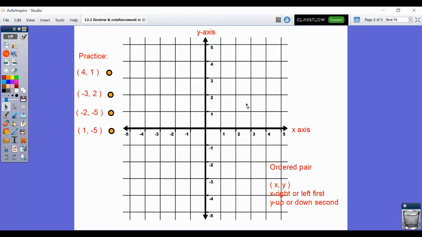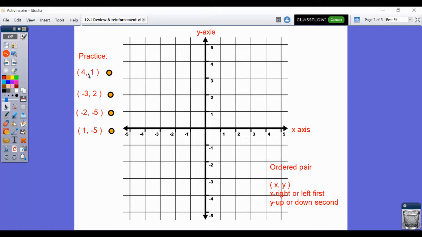We're going to do a little practice, but before we do, let's talk about our ordered pairs. An ordered pair is made up of an x-coordinate and a y-coordinate. The x-coordinate, you either go right or left first. If it's a positive number, you go right. If it's a negative number, you go left. Then our y-coordinate is up or down. Our second coordinate, if it's a positive number, you go up. If it's a negative number, you go down.